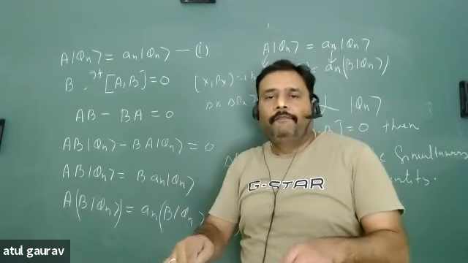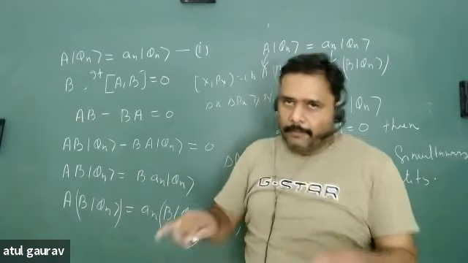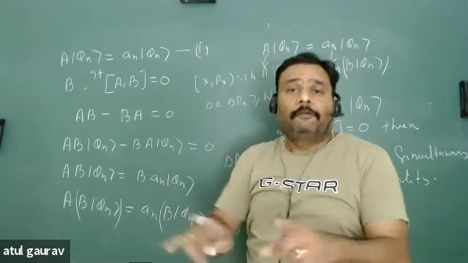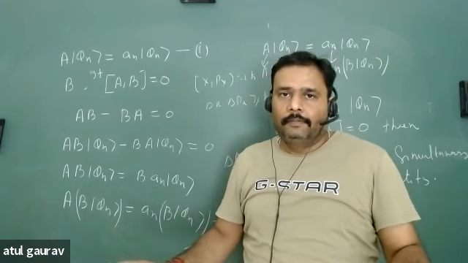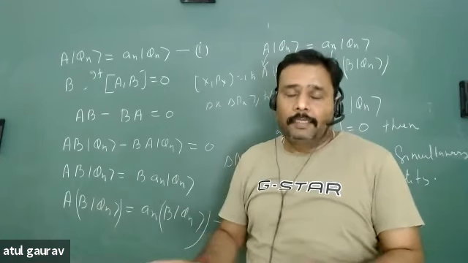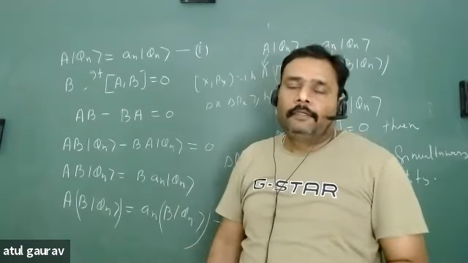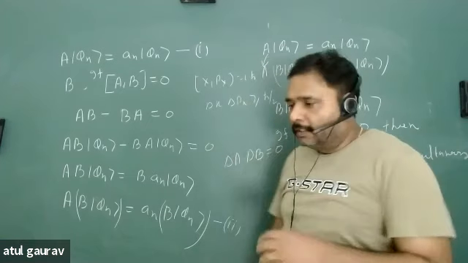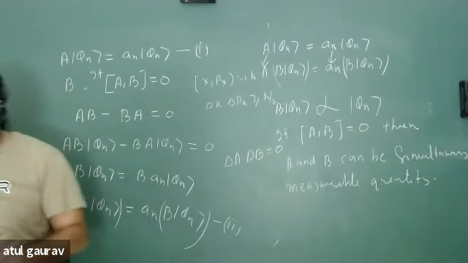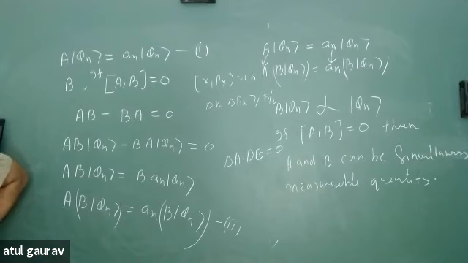But if any physical quantities or operators are simultaneously measurable, it means they commute. And if they commute, there is no uncertainty between them. There is no uncertainty principle. So the uncertainty principle is directly correlated to the commutation relation mathematically. This is one of the beautiful things of this particular observation. If you have any doubt, you can just ask me. Then we will go for some examples.